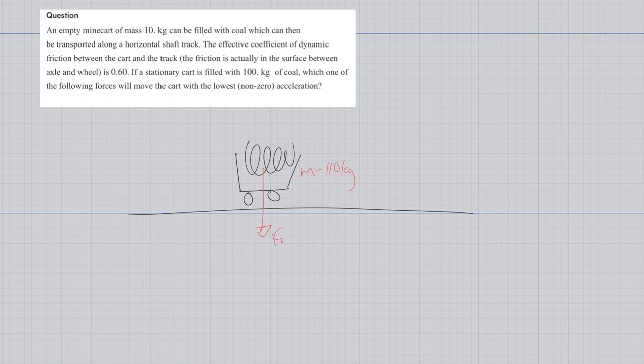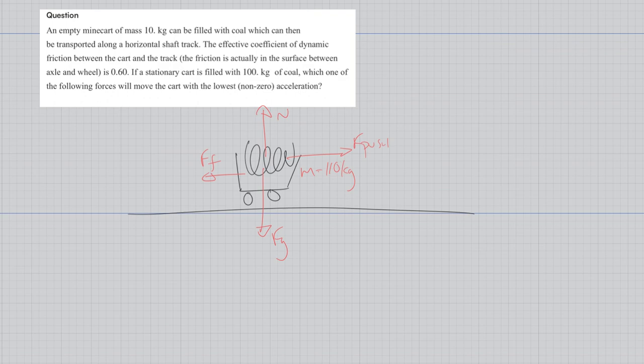So our force of gravity would be down. We would have our normal force up. We would have a frictional force. And basically, we would have some push force acting. And we want to know which force will move the cart with the lowest non-zero acceleration. So which force is going to do that?